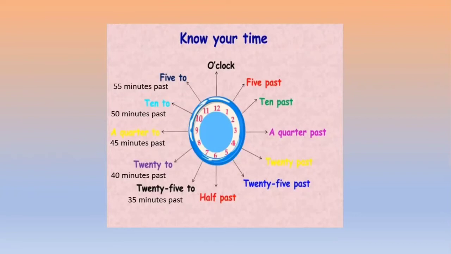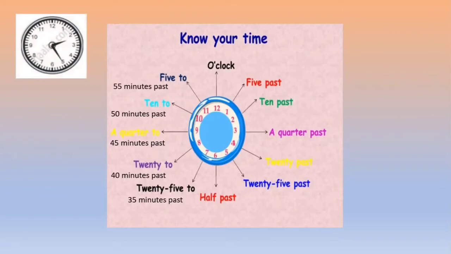And if the hour hand is between two numbers, then we should select the smaller number. Example, if it is between 1 and 2, we write 1. So we select the smaller number. Okay. Now, let's see a few examples and understand the concept better. So here is the first picture.